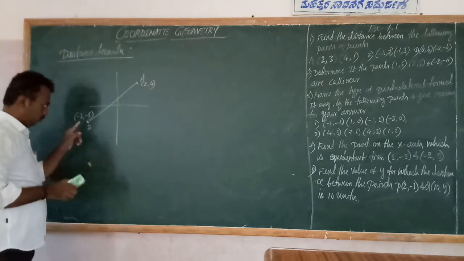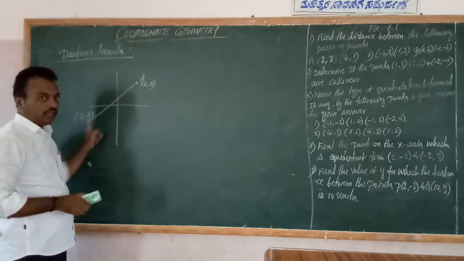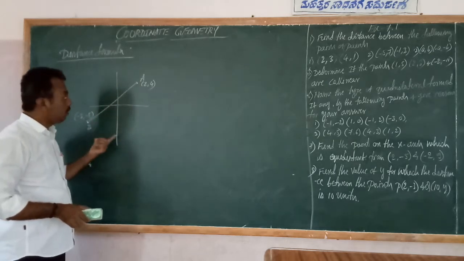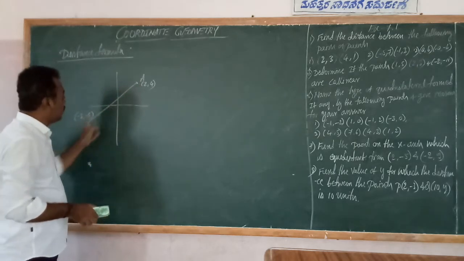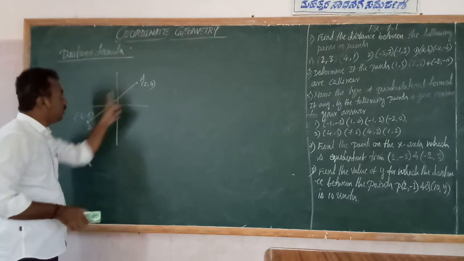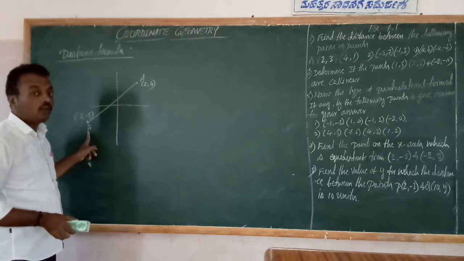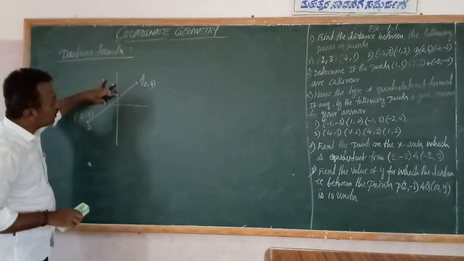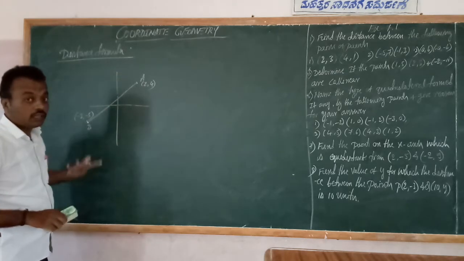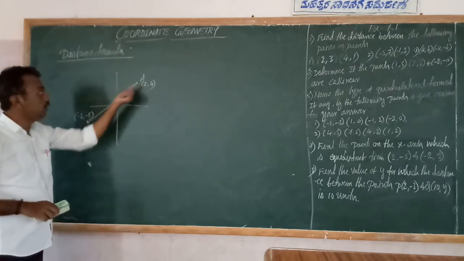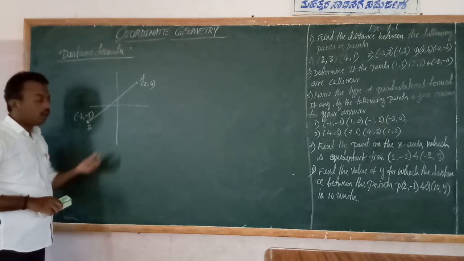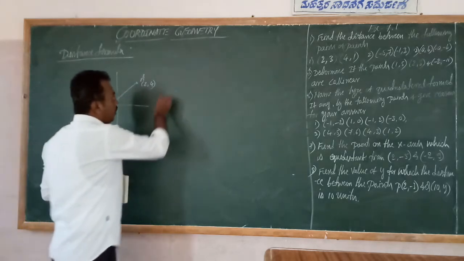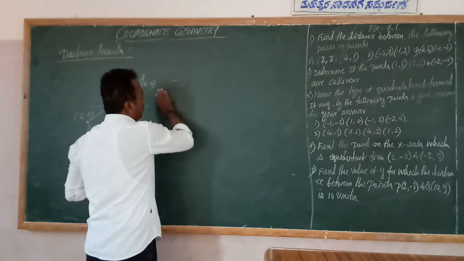If you are using a scale, or on a graph sheet, we can easily represent it and find the distance between A and B. But how do we calculate it by formula, without a scale, for any two points? For that, there is one beautiful formula, the distance formula.